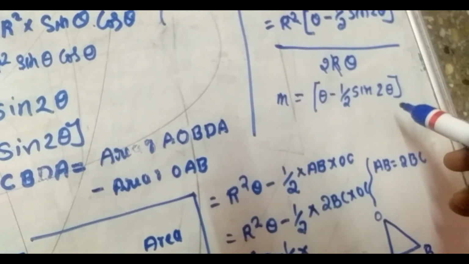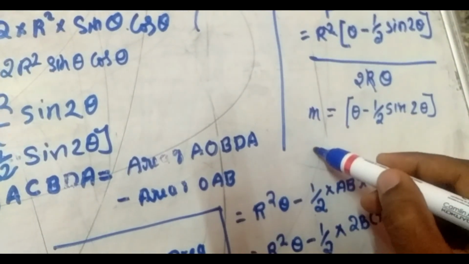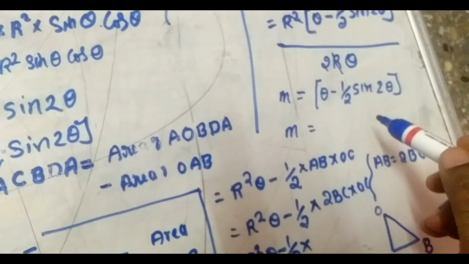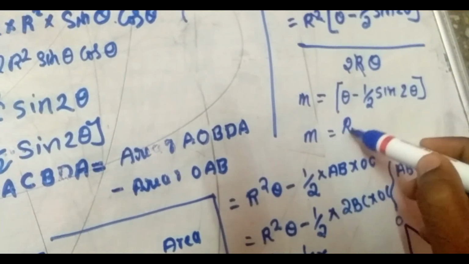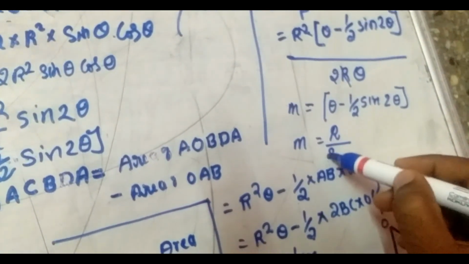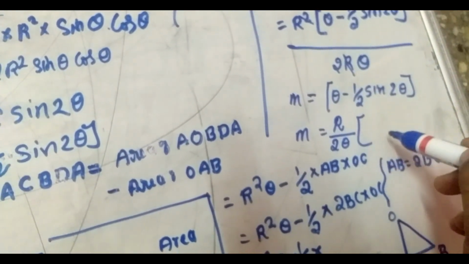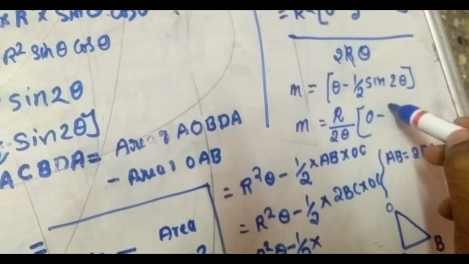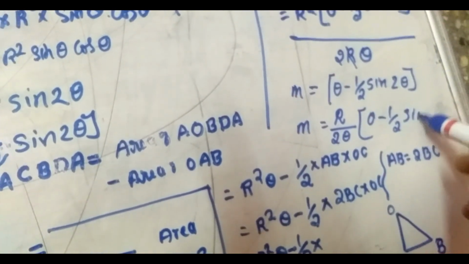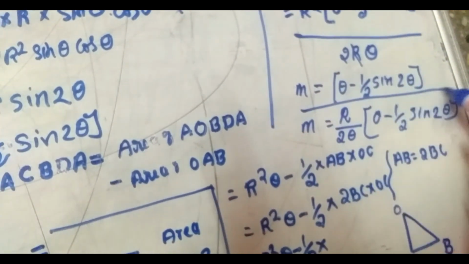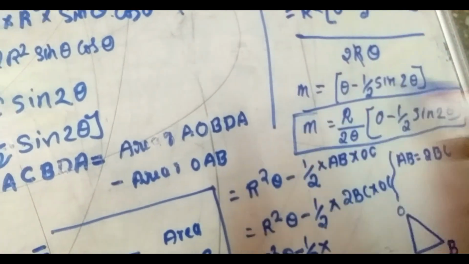So next, m is equal to r by 2θ, into θ minus half sin 2θ. That is the final equation. It is the final equation for hydraulic mean depth.